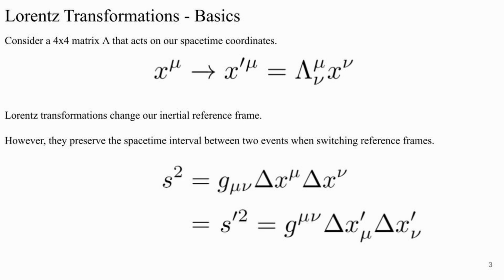Now, although the inertial reference frame has changed, it's important to note that the space-time interval, so this equation s squared, which represents the distance between space and time of 2 arbitrary points, remains invariant under Lorentz transformations, which means it remains the same.